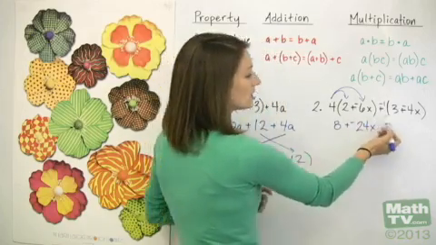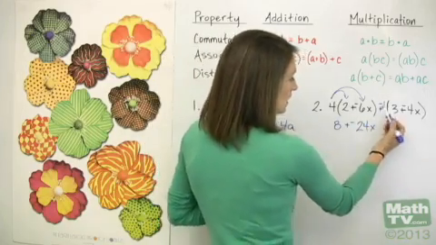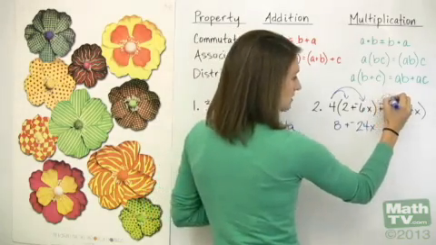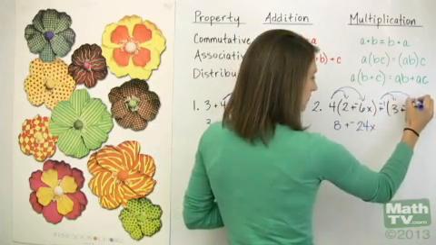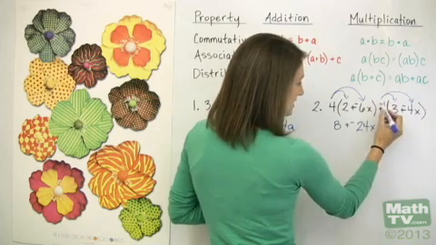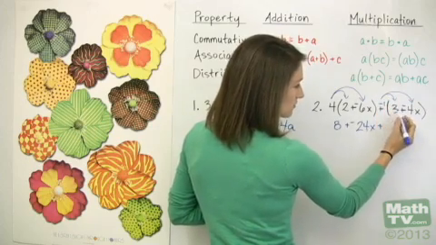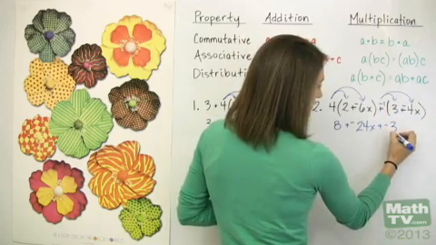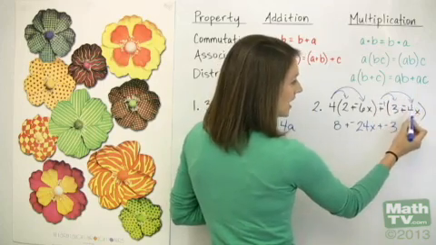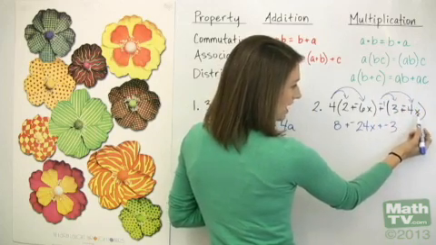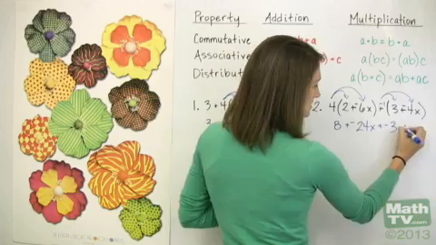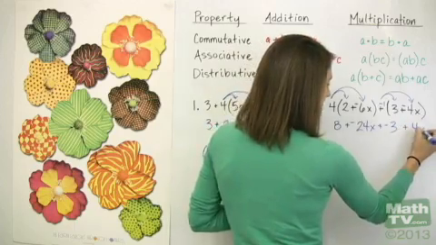And now looking over here to our second set of parentheses, we have a negative 1 here that's going to distribute over each term. So we're going to add negative 1 times 3, which is negative 3, and then negative 1 times negative 4x, which gives us positive 4x.